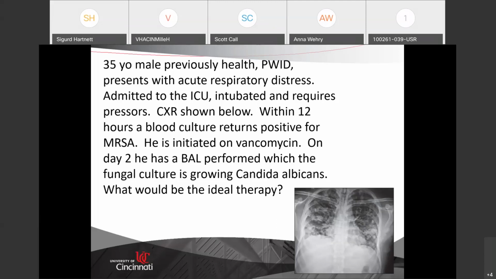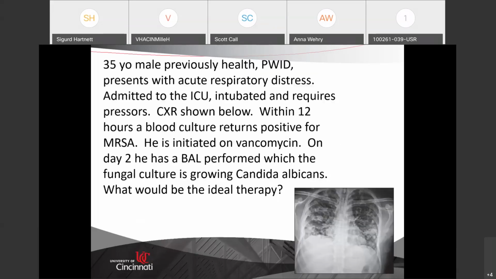He's started on vancomycin. Two days later, he has some mucus plugging and gets a BAL, and the fungal culture on the BAL is now growing Candida albicans. So what do you want to do? What do you think this is, and what would be your ideal therapy? Any thoughts?